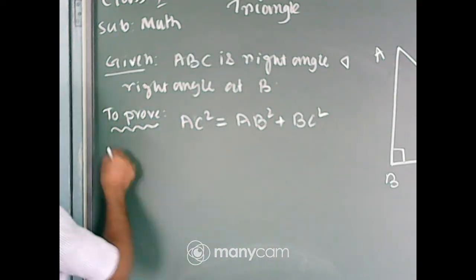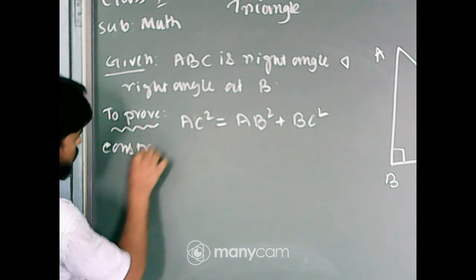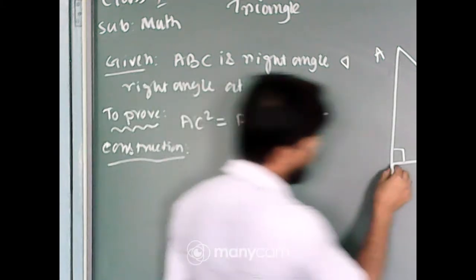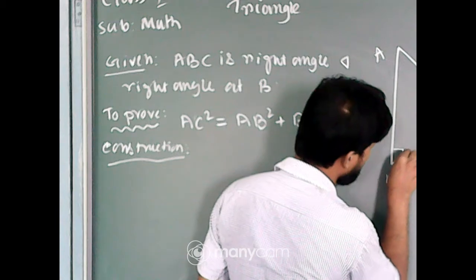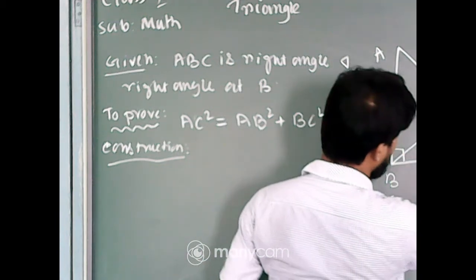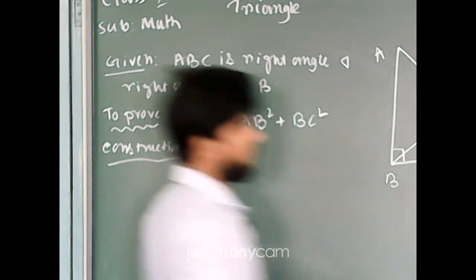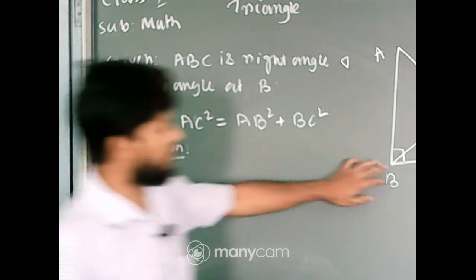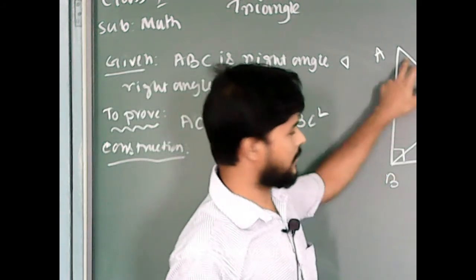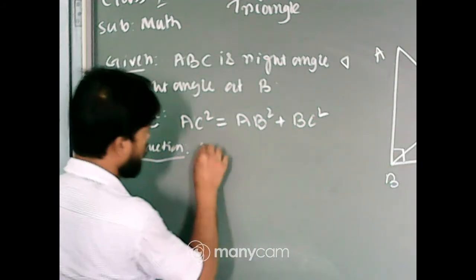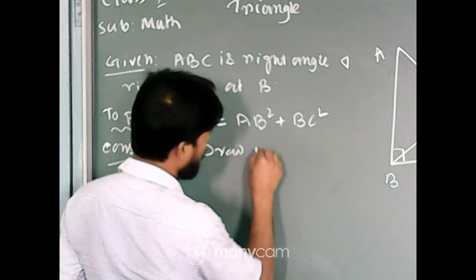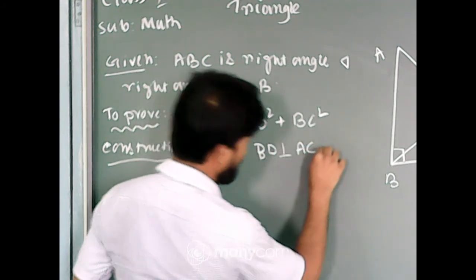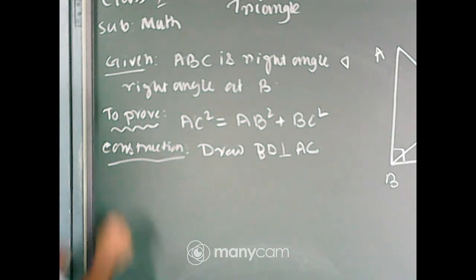Now the construction. What is the construction? From the point B we are drawing a line perpendicular to AC, and let the point be D. So the construction is, draw BD perpendicular to AC. This is the construction. And now the proof.